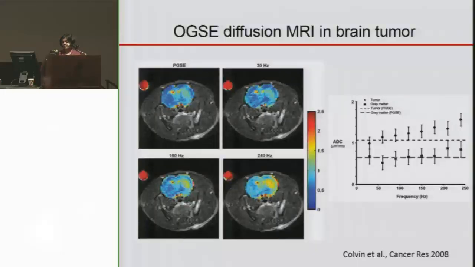And then we can also use this technique to look at pathological alterations in the brain. So this is an example showing OGSE diffusion MRI in brain tumor in a mouse brain. These are images at increasing frequencies from top to bottom. And here again, we can see increase in ADC specifically in the tumor region. So this can be used to differentiate the tumor area from surrounding brain tissue. And we can also see this tumor-specific enhancement of ADC in the plot on the right.